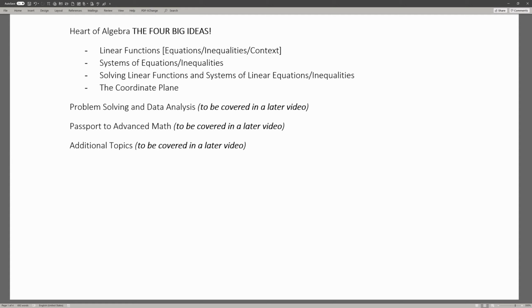The Heart of Algebra unit contains 4 big ideas that you need to know: linear functions, equations, inequalities, and the context behind the numbers and variables. Systems of equations and inequalities, how to solve linear functions and systems of linear equations/inequalities, and lastly, the coordinate plane, how to derive equations from graphs, and also how to tell the number of solutions from the graph.